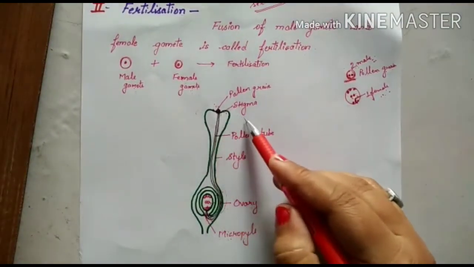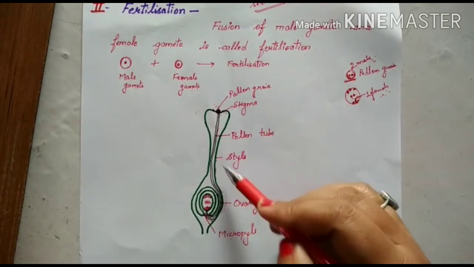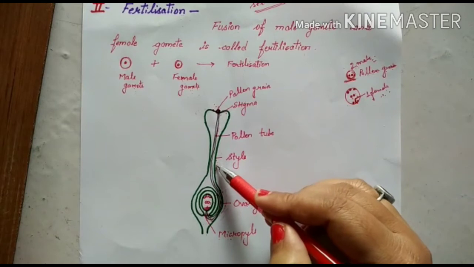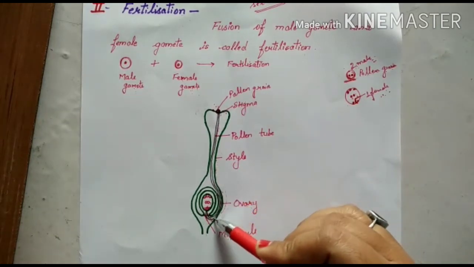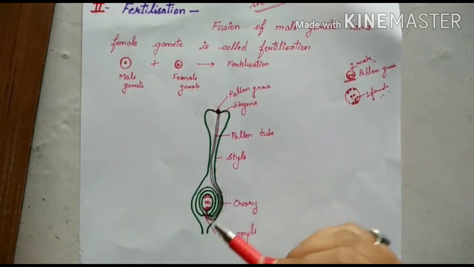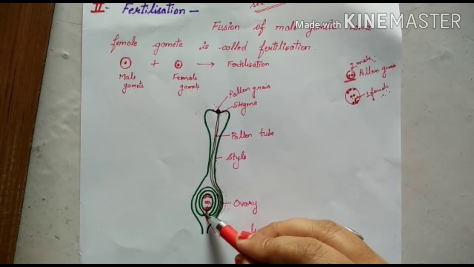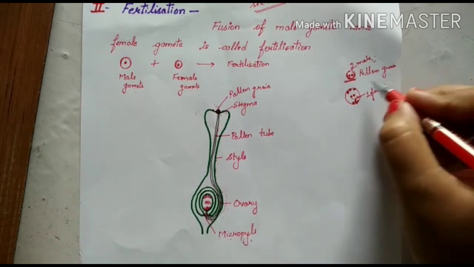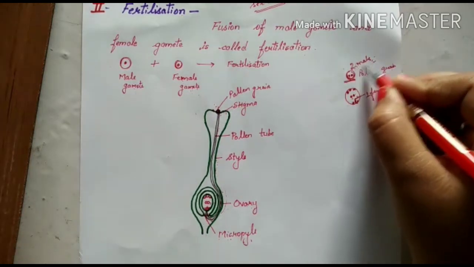Now see this structure. It is a structure of gynoecium. The upper part is a stigma. This cylindrical part is a style, and this swollen part is ovary. And here is the opening. In the ovary, this opening is called micropyle. So in pollen grains there are 2 male gametes.